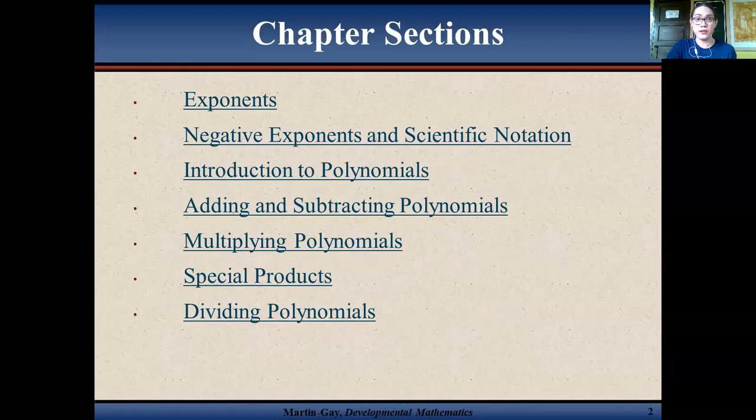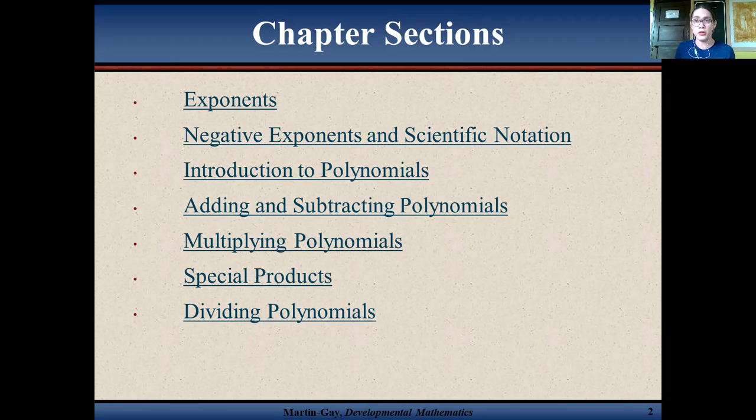Now, here are the chapter sections or the summary for the topics in this video discussion. Perhaps we will end our discussion at adding and subtracting polynomials. So we will talk about exponents, negative exponents, scientific notation, and introduction to polynomials. We will also discuss adding and subtracting polynomials. Perhaps in our next video, we will talk about multiplying polynomials and special products, and we will include the dividing of polynomials. So now let's proceed.